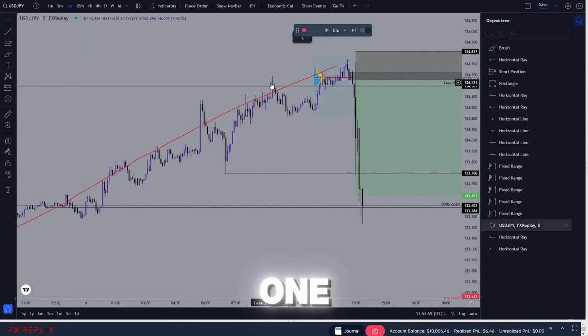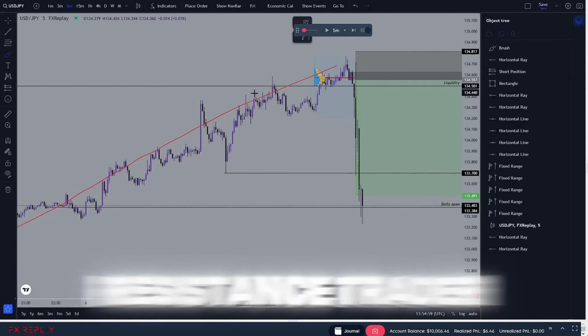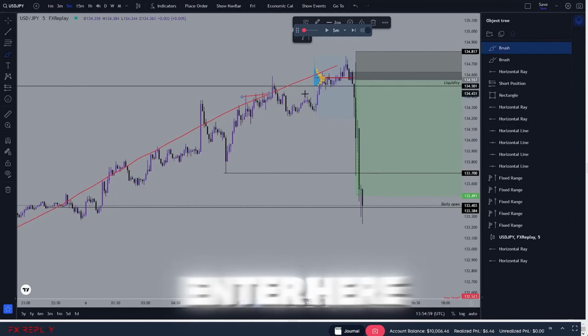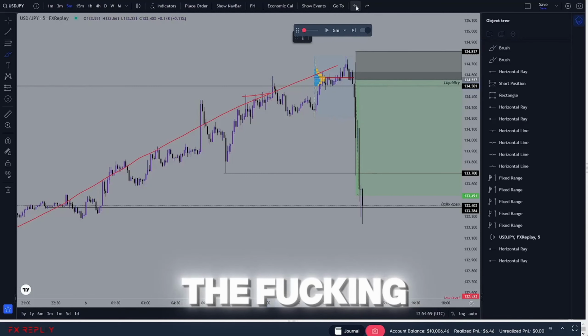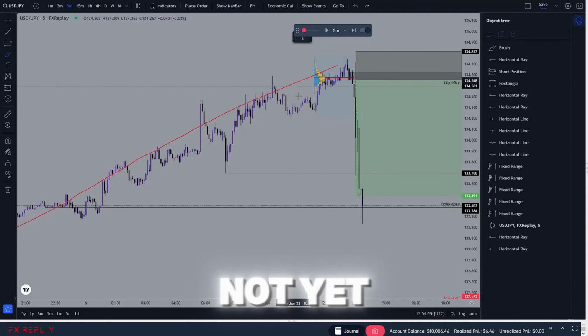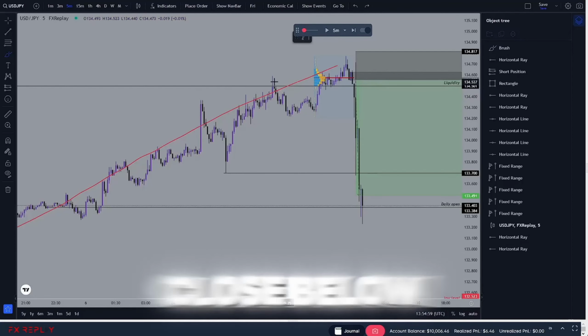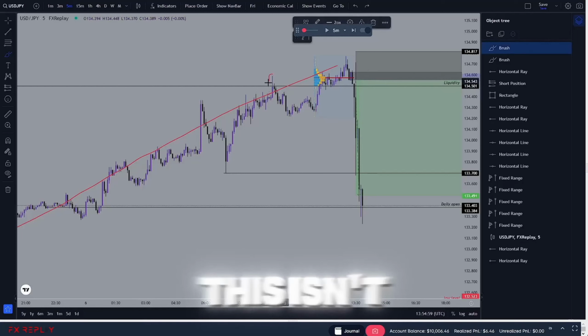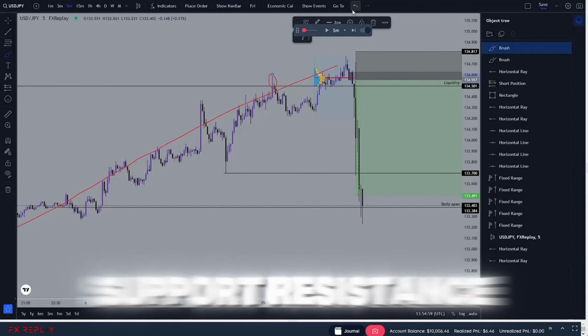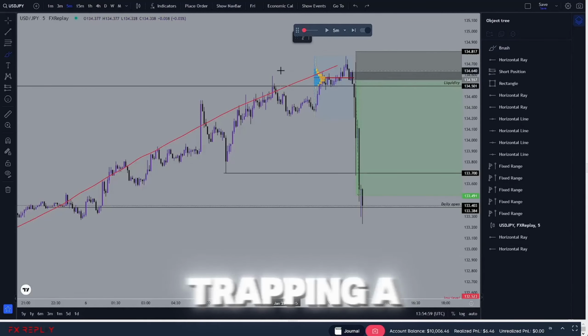And this one, the support resistance trader didn't even enter. Like, where would they enter here? They're not bouncing on the support or the resistance area yet. So this is actually the bounce for them, because you can see the wick is above it, but it closed below it. So this isn't a sweep. This is also a trade for support resistance and for smart money concept, trapping a lot of people.